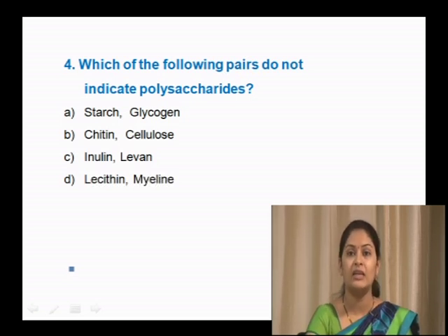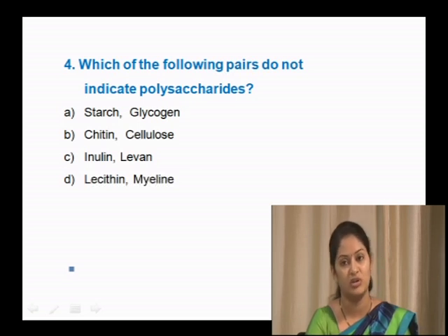Whereas myelin is the fat or lipid which is present in the axon of the nerve cell, where it provides protection. For the fourth question, the right option is D. They are pairs of lipids, not polysaccharides.